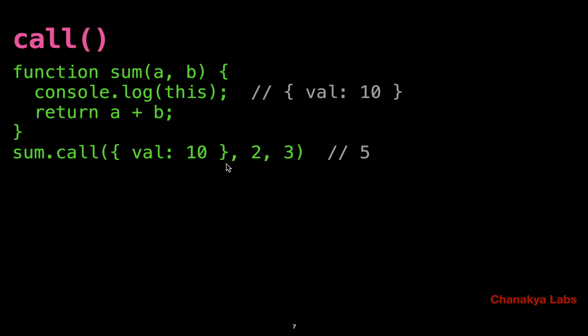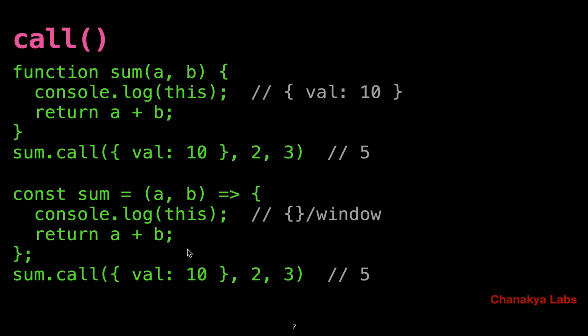Next, let's say there is a this, and whatever this we are passing, that is val 10, and 2 and 3 we are passing, then a plus b is greater than 5. Now let's see the same thing as an arrow function. In this case, whatever this you are passing, that thing is going to be val 10, bound here inside the function.